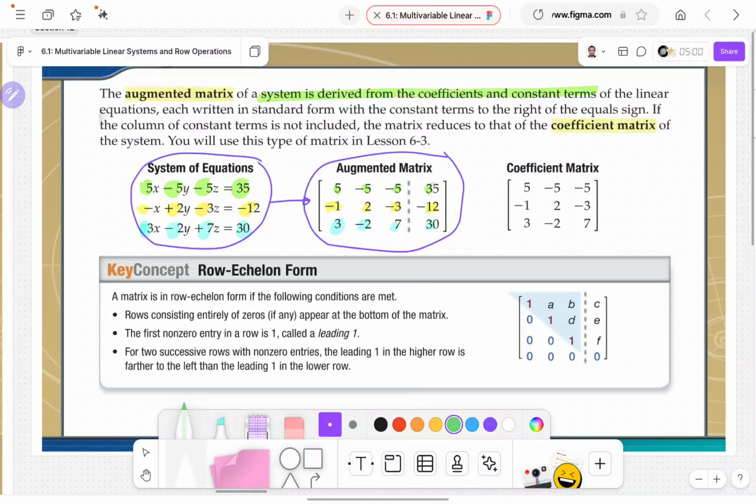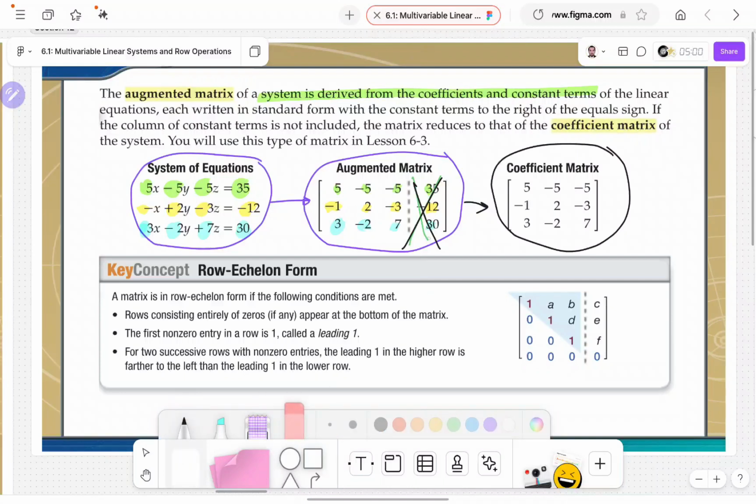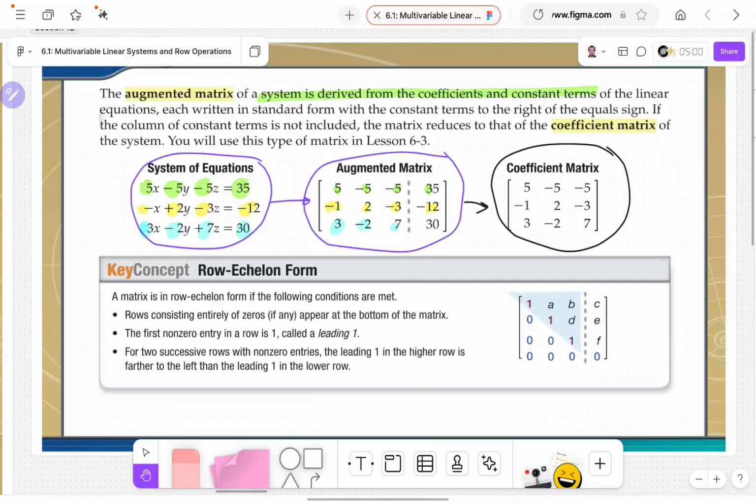Now, if I need to cancel these values and write the augmented matrix without them, it becomes the coefficient matrix. The coefficient matrix is without this value here. So the augmented matrix has the value after the equal sign, and the coefficient matrix is without the value.